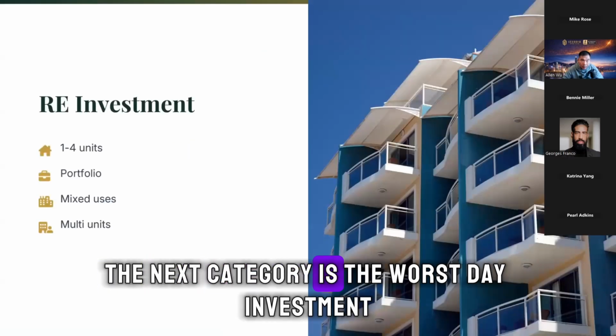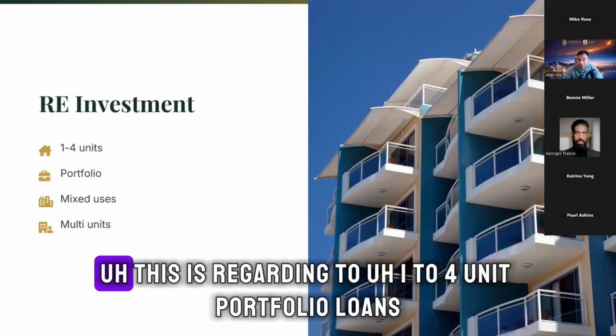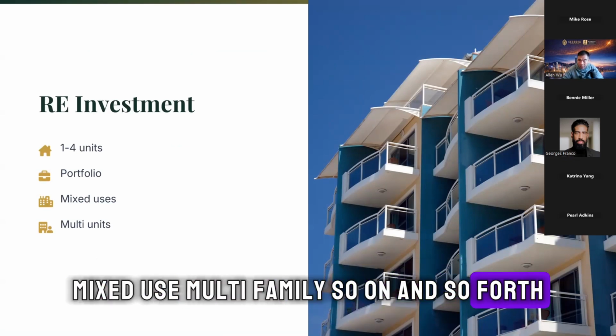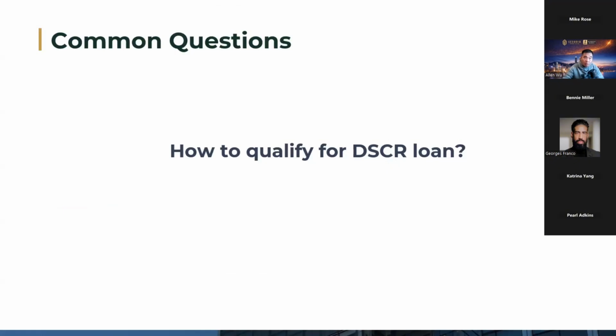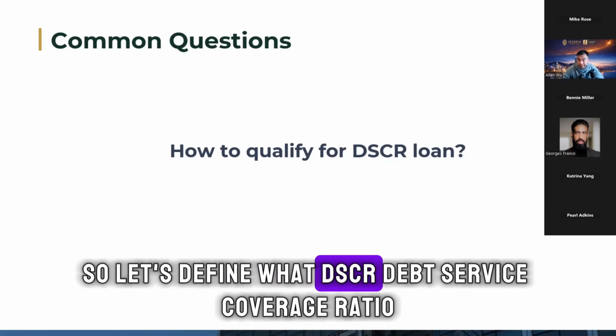The next category is the real estate investment. This is regarding 1 to 4 unit portfolio loans, mixed use, multifamily, and so on and so forth. How to qualify for a DSCR loan? So let's define what DSCR is: debt service coverage ratio.